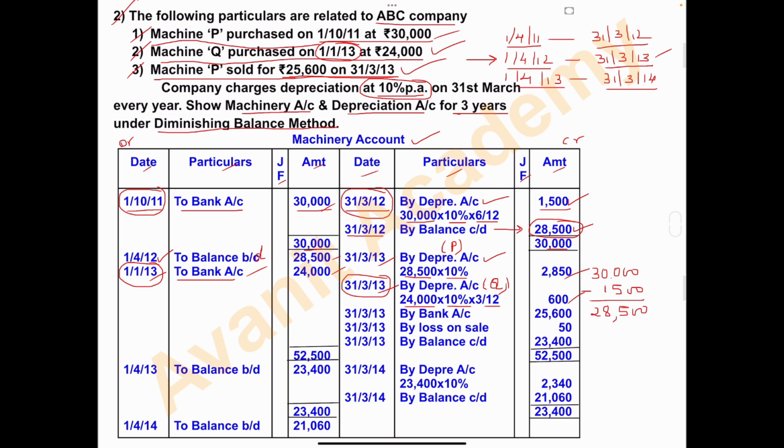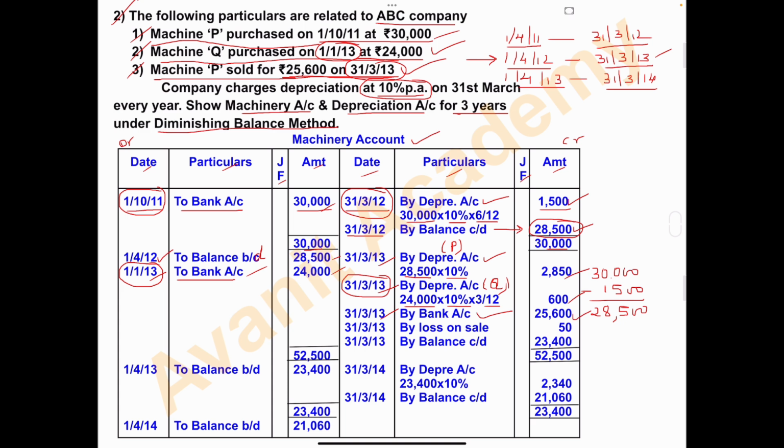Credit side, right, date: the machine is sold on 31st March 2013, given in the problem. By bank account. Purchase means bank account, sale means by bank account. So this machine P sold for rupees 25,600.